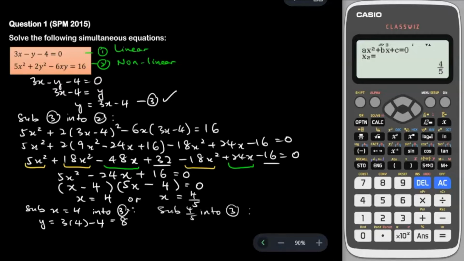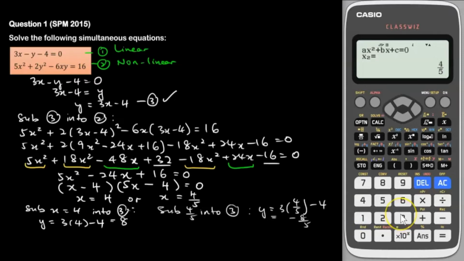Then the next one, I'm going to sub x is 4 over 5 into equation 3. So I will get y equals to 3 times 4 over 5, then after that minus 4, so we will get negative 8 over 5. So we will get the answer. These are the answers. When x is 4, the y is 8. When x is 4 over 5, the y is negative 8 over 5. So this is the answer.